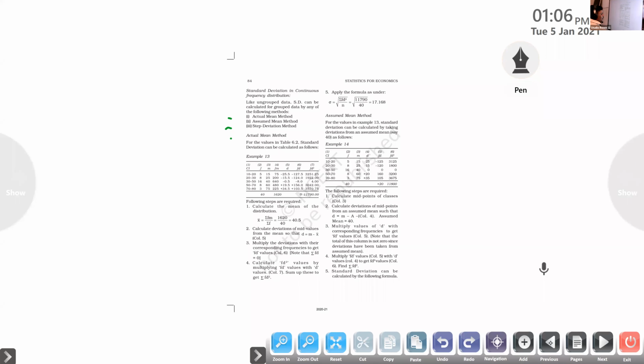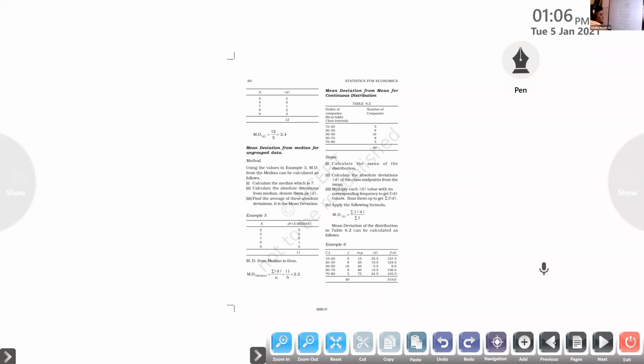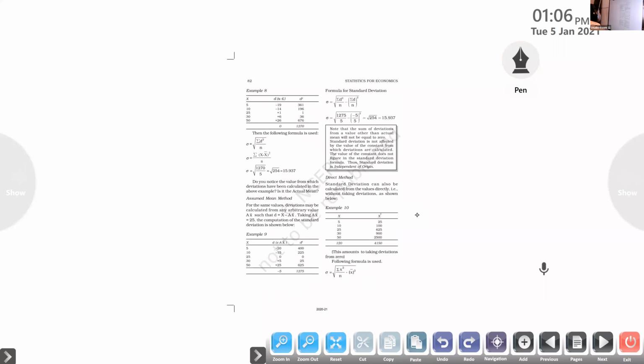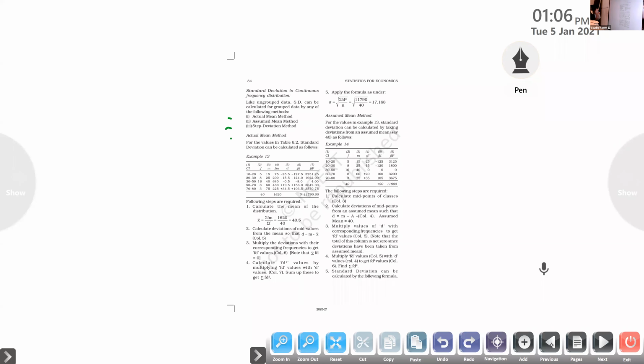So come back, for ungrouped data we used four methods. What are they? See here, that is actual mean method, assumed mean method, direct method, step deviation method. Coming to here, we are missing one. What are we missing here? The direct one, right? Actual mean is here, assumed mean is here, step deviation method also is here for the grouped data. So we are going for the example here.